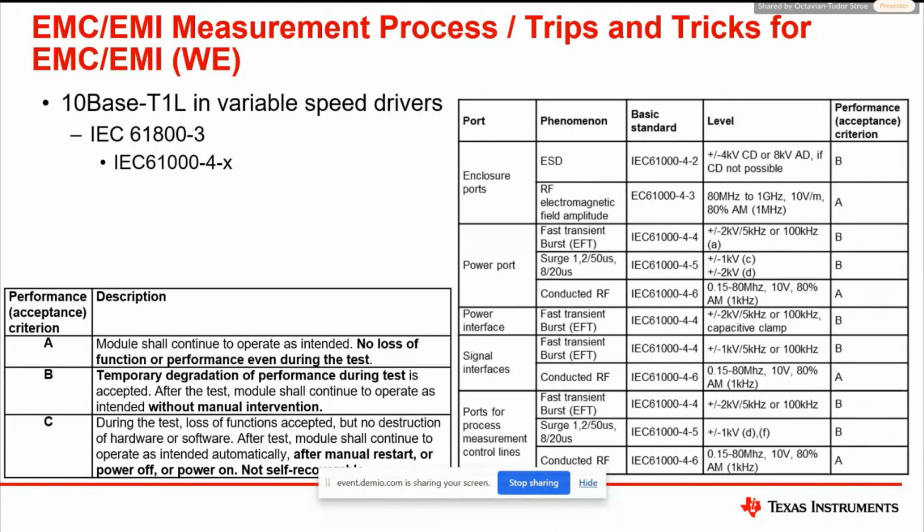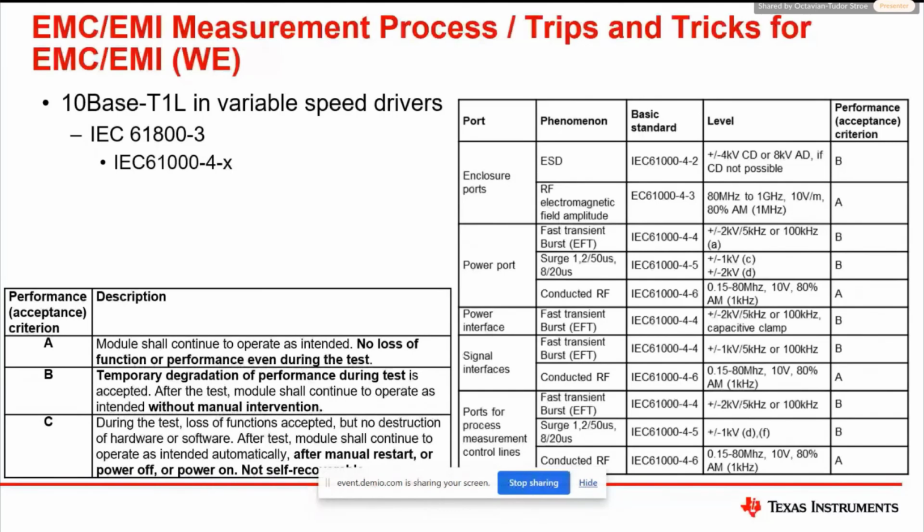One important fact to state is that the definition of criterion A is very much customer dependent, because for communication interfaces, often up to 3 consecutive errors are still considered criterion A, even though it specifically mentions no loss of function or performance even during the testing. Up to 3 consecutive errors are still part of criterion A. Usually the customer typically tests this at twice the standard voltages specified in the standard.